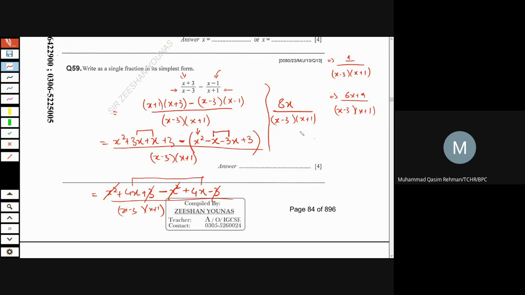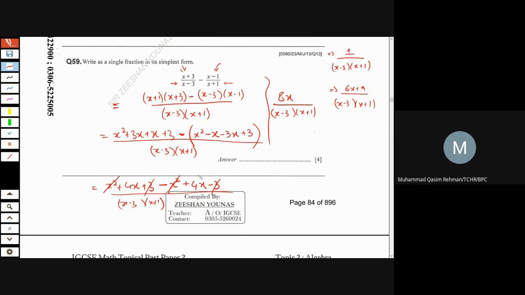Looks like you both made a mistake in expansion. Did you get the first part as it is? The first part. Yes, sir. Okay, then definitely you have made a mistake in expansion. I hope you got your mistakes. Have you? Yeah. Okay. Yes. So this is your final answer. 8x over x minus 3 times x plus 1.